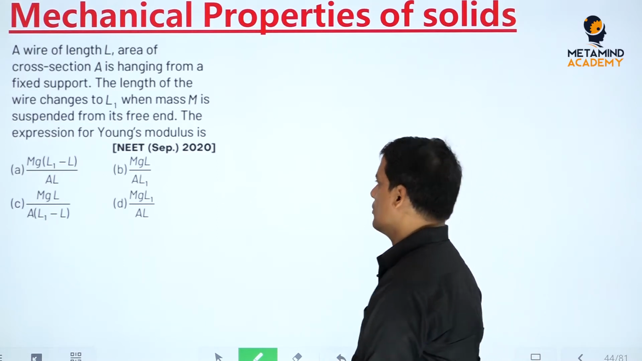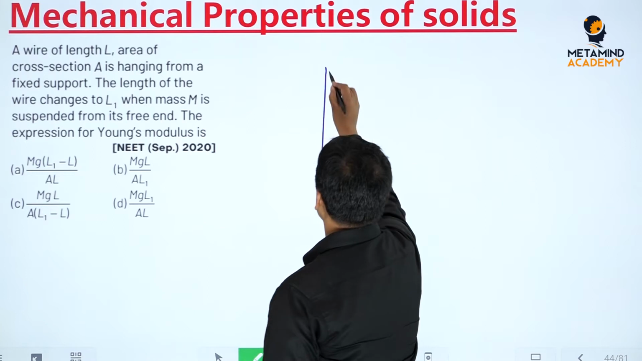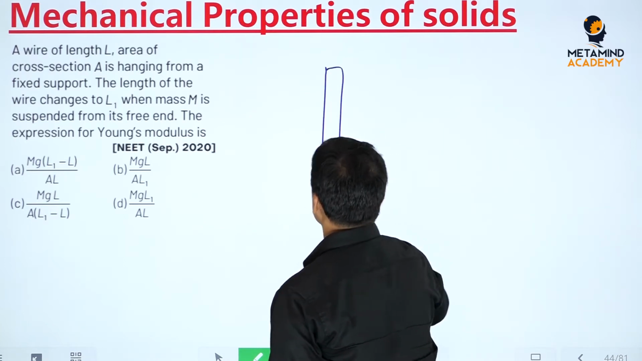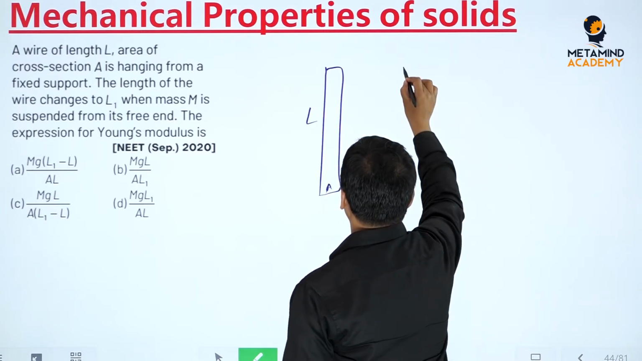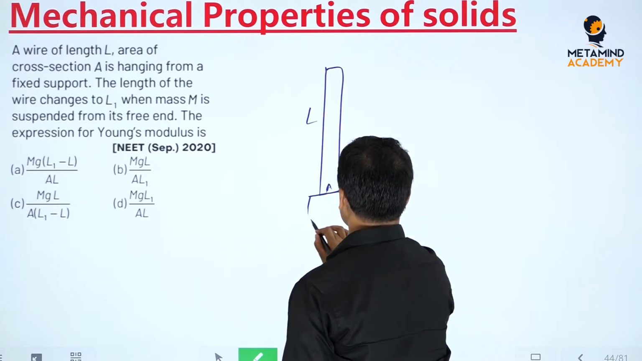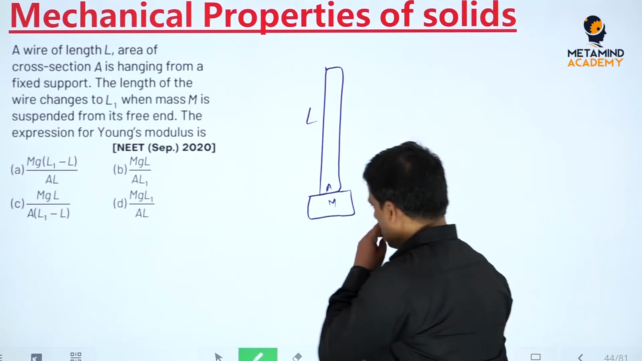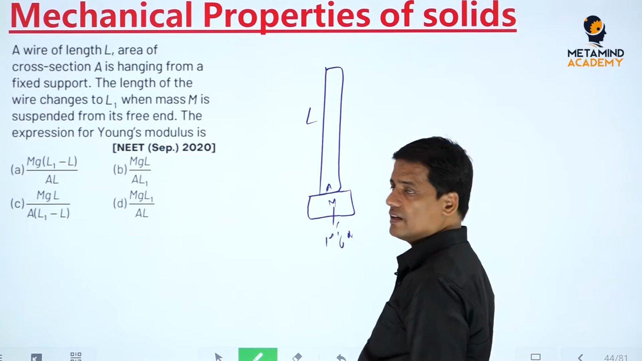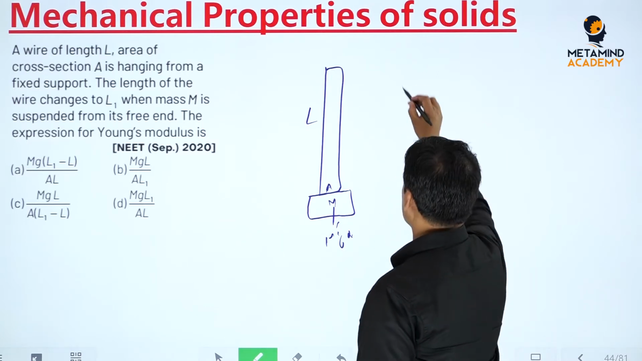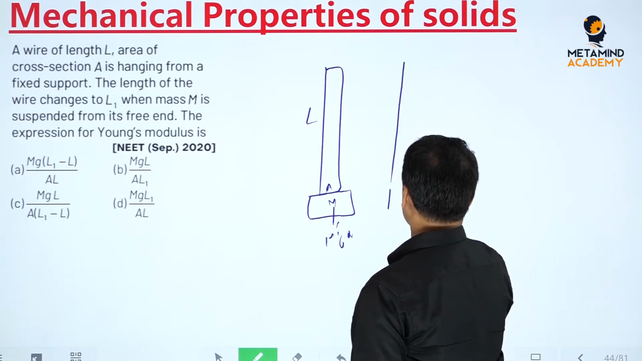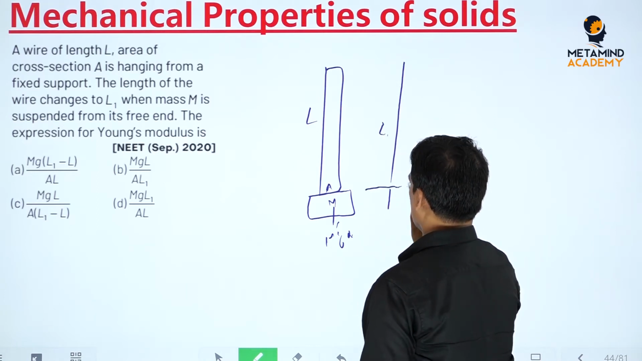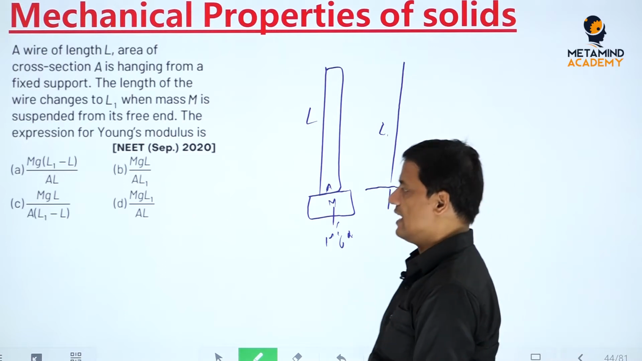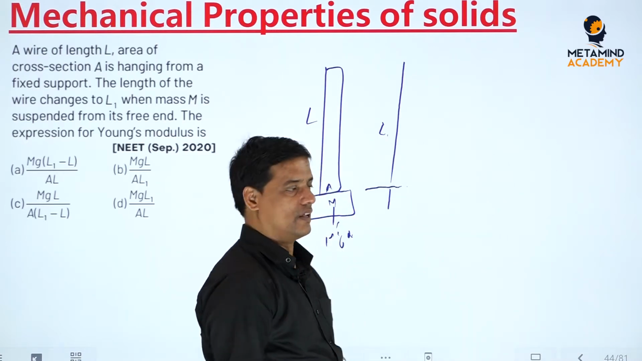So, basically you have a wire. This has a cross section area A and an original length L. Once a mass m is suspended from it, this mass is going to apply a force mg newton. This force is going to stretch the wire, so the length has now become L1, a bit more length, and you are supposed to find the Young's modulus of elasticity. So, it is a formula kind of derivation.